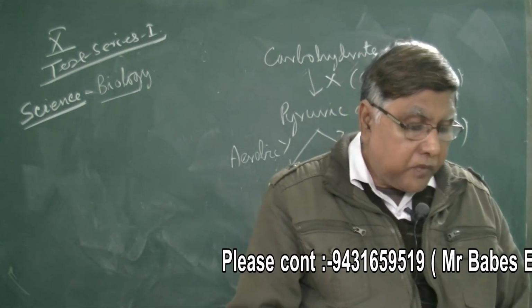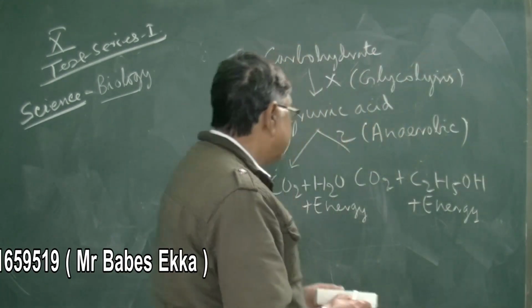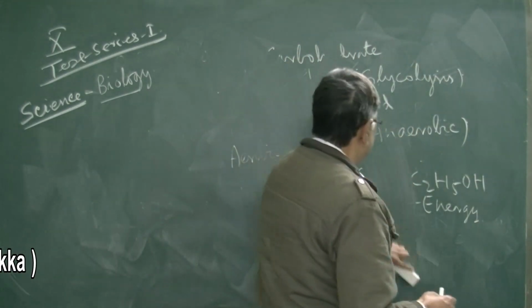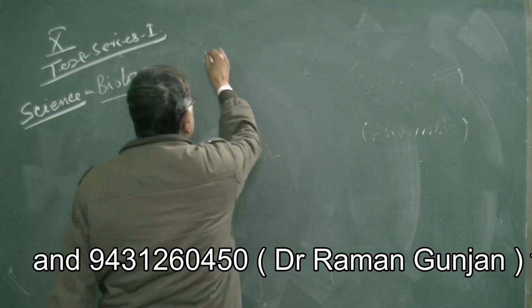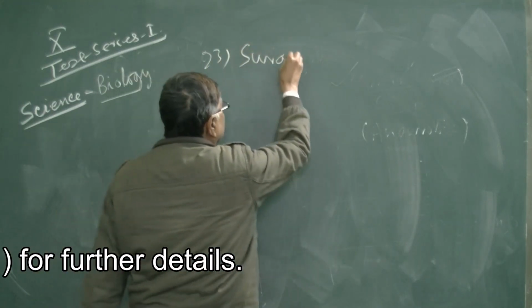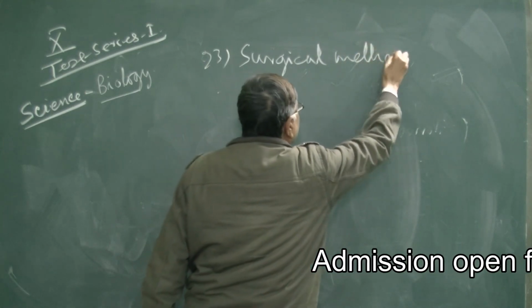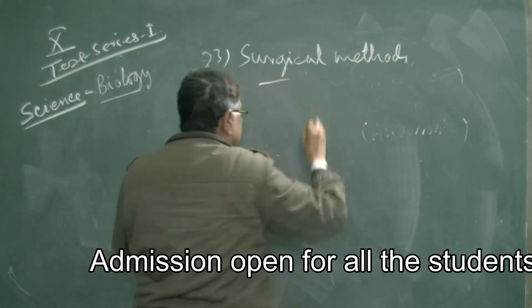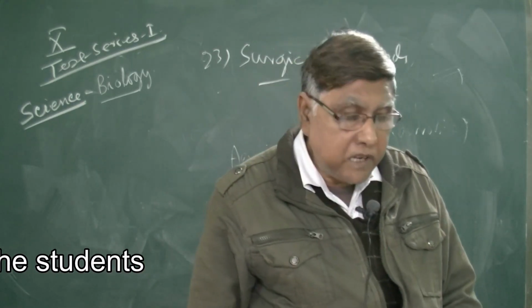Now come to question number 23. Describe surgical method of birth control. Surgical method of birth control, 23. It is a permanent method which cannot be reversed, and the rest of the methods can be reversed.